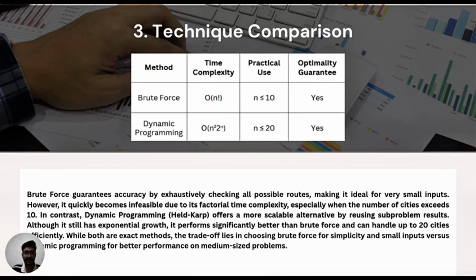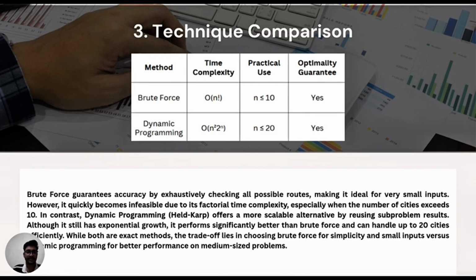Next up is the technique comparison between brute force and dynamic programming. For brute force, the time complexity is O(n factorial), the practical use is n less than or equal to 10, and the optimality guarantee is yes. For dynamic programming, the time complexity is O(n square times 2 to the power of n), the practical use is n less than or equal to 20, and the optimality guarantee is yes.